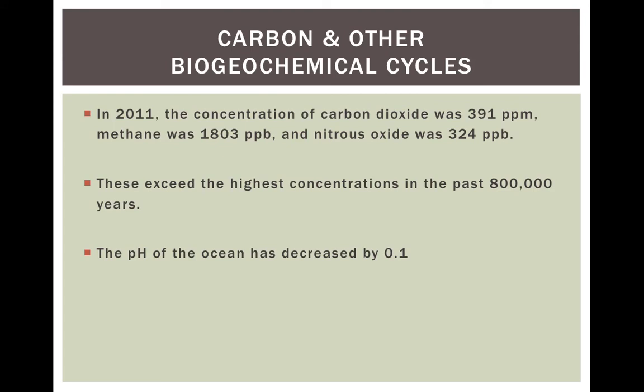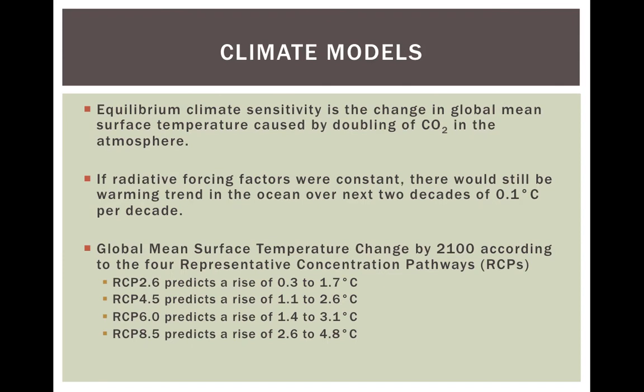Carbon and other biogeochemical cycles. In 2011, the concentration of carbon dioxide was 391 parts per million, methane was 1,803 parts per billion, and nitrous oxide was 324 parts per billion. These exceed the highest concentrations in the past 800,000 years. The pH of the ocean has decreased by 0.1, making it more acidic.